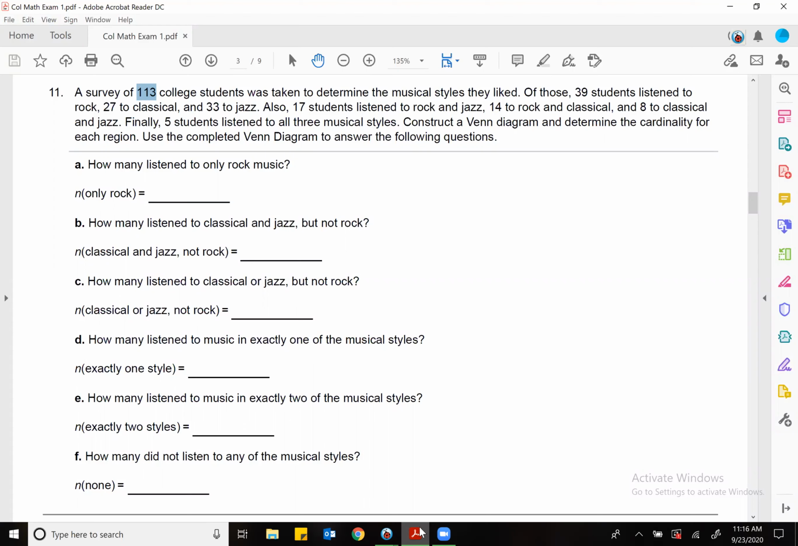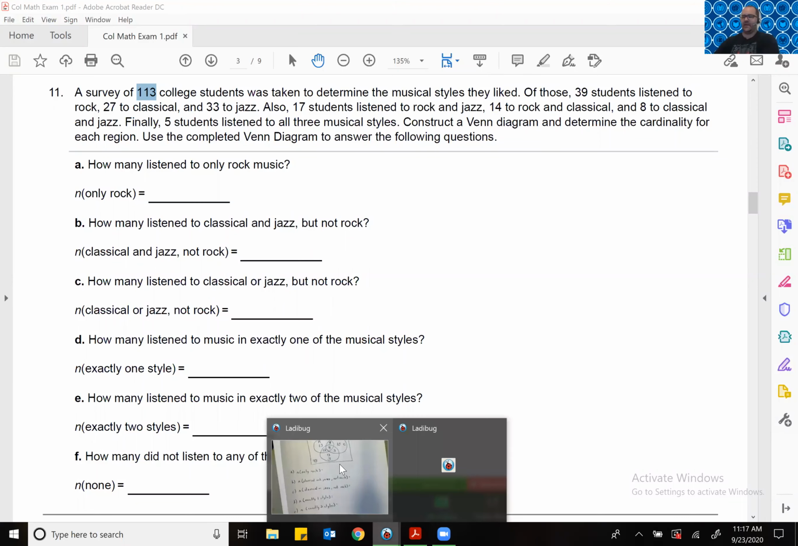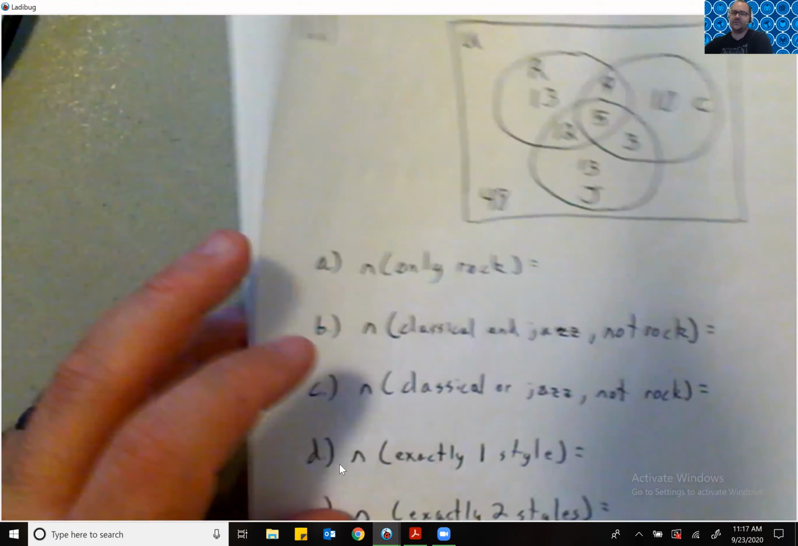So wait, are you asking for question A or question B? I'm writing these down real quick. Oh, okay. So question D is all about exactly one style. Part E is exactly 2 styles. And C is none. Okay. Now that I've gotten these written down, let's start answering some questions.